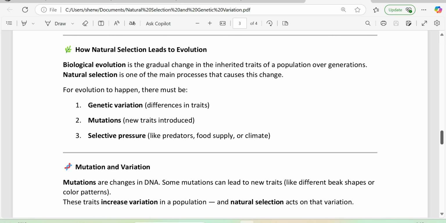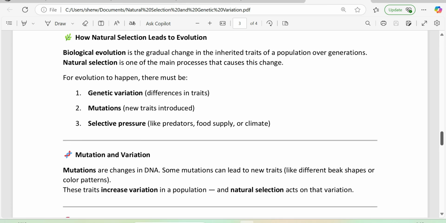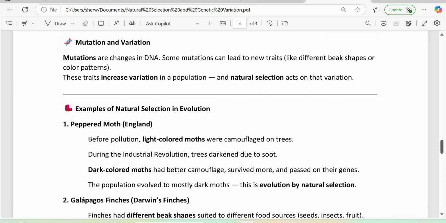Mutation and variation. Mutations are changes in DNA. Some mutations can lead to new traits, like different beak shapes or color patterns. These traits increase variation in a population, and natural selection acts on that variation.